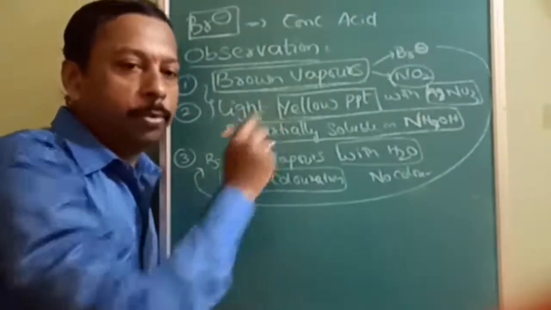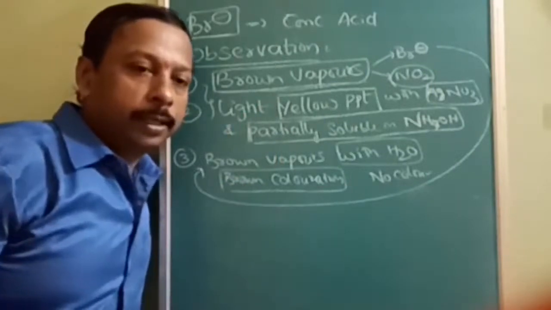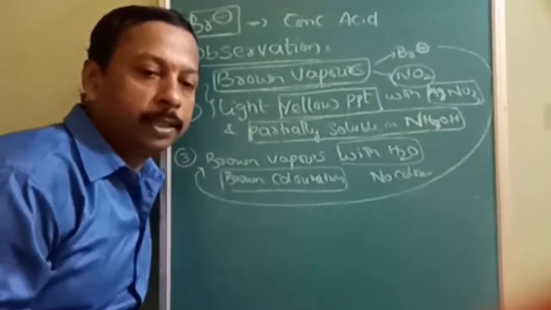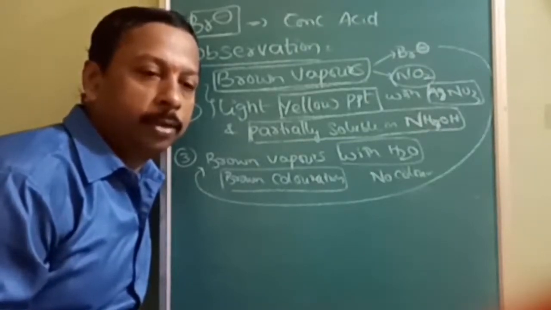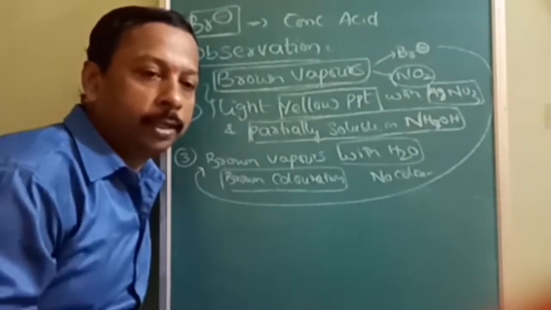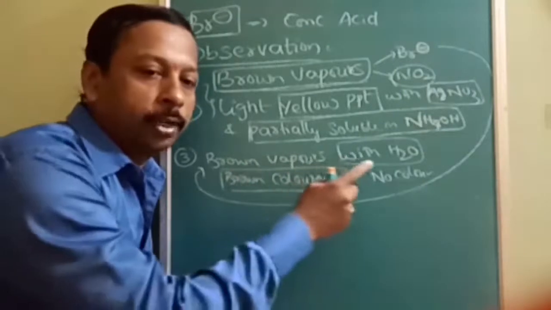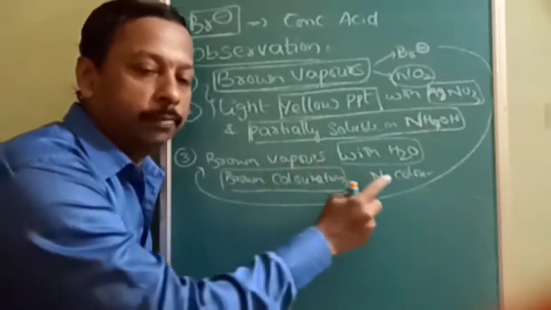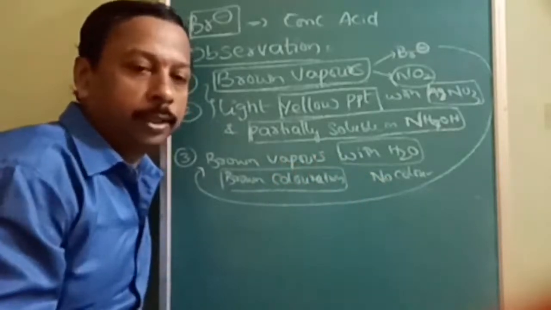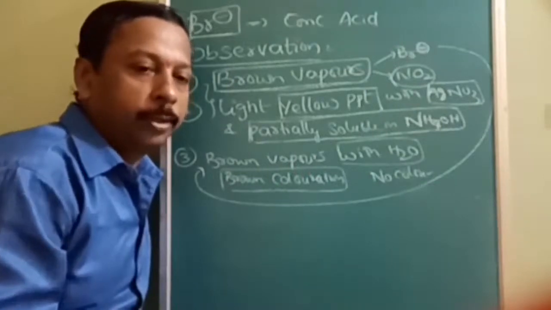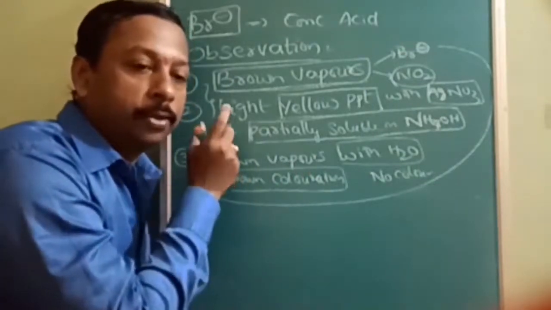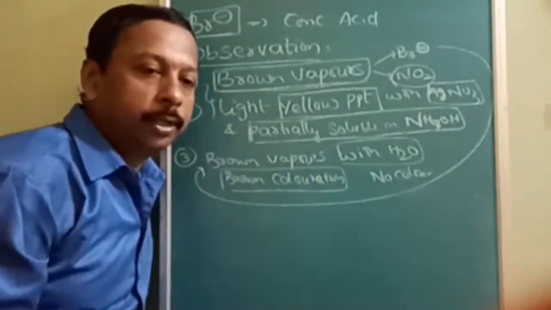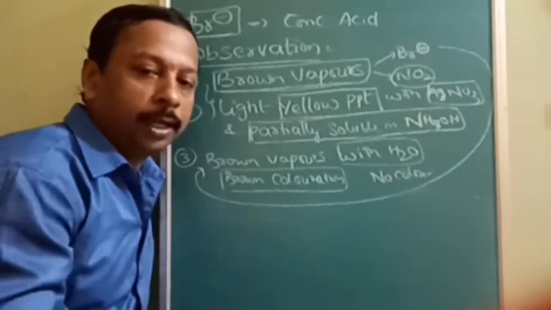So here, Br minus, when treated with concentrated acid, brown vapors are emitted. Brown vapors may be due to Br minus, or may be due to formation of NO2. To further confirm, brown vapors are passed through H2O. If they give brown coloration to the water, that is Br minus. If no coloration, that means NO2. Okay, differentiating Br minus and NO2 is done. Second observation, when the salt is treated with AgNO3, a light yellow precipitate is obtained. It is difficult to differentiate light yellow and white color.